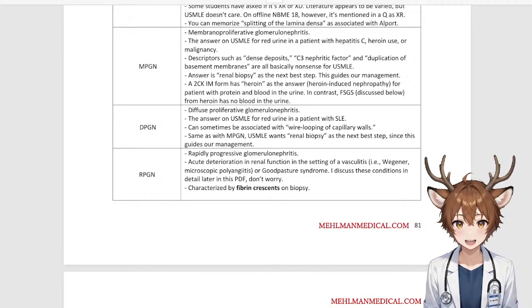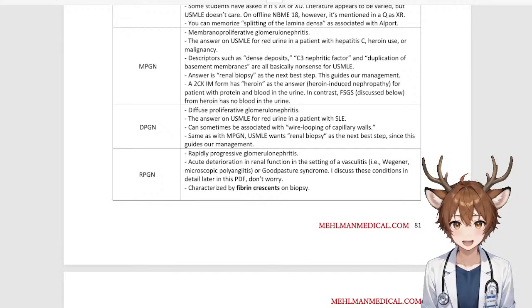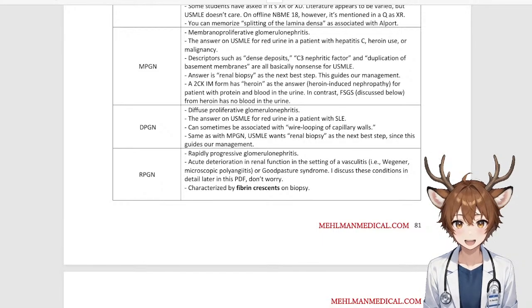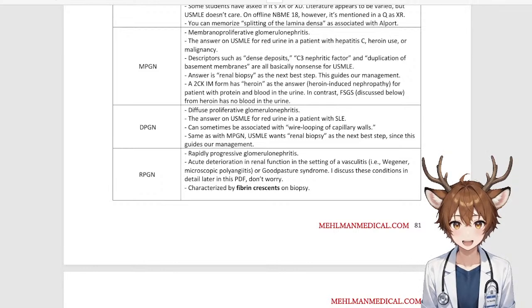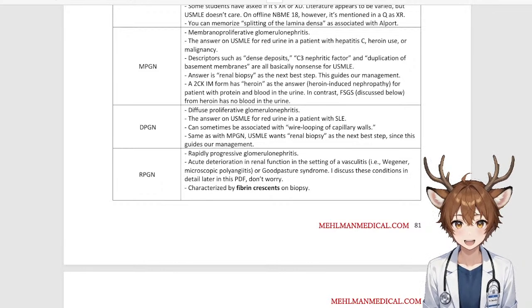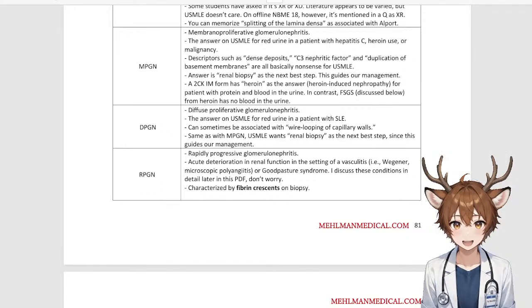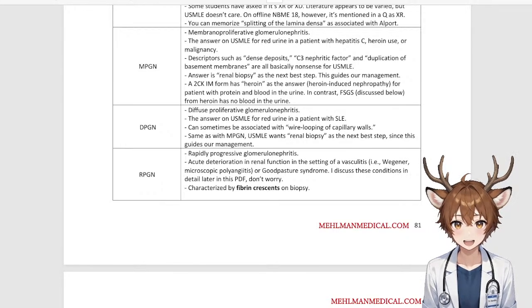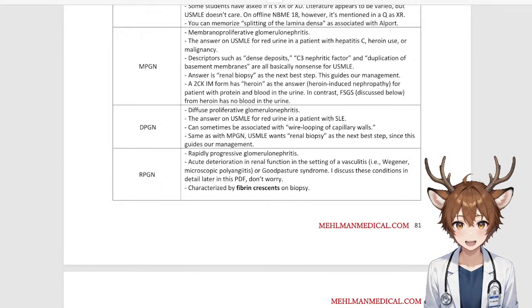A 2CK internal medicine form has heroin as the answer, heroin-induced nephropathy, for a patient with protein and blood in the urine. In contrast, FSGS, discussed below, from heroin has no blood in the urine. So for MPGN, blood in the urine, heroin, but for heroin related FSGS, there will not be blood in the urine.